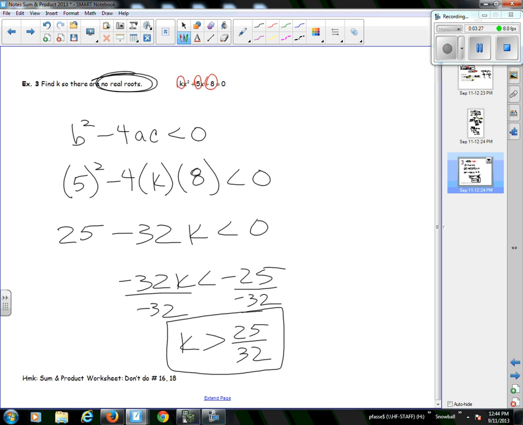Okay, now the other problems like that will either say no real roots, or one real root, or one repeated root, or two roots or two solutions. Then use b squared minus 4ac is greater than, or equal to, or less than 0. There might be a couple more nuances, particularly if the k is being squared. Give it a try, and then we will meet back on Monday. Note on the sum and product, do not do number 16 and 18.